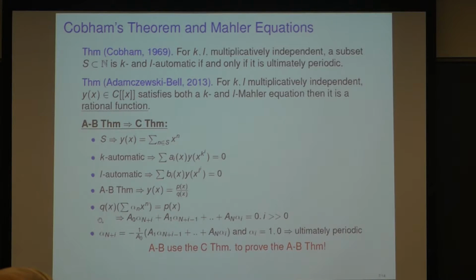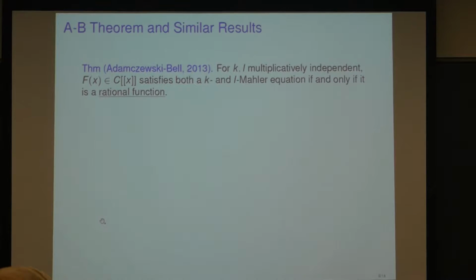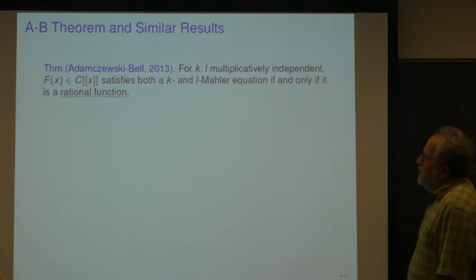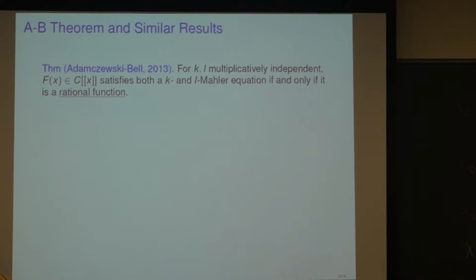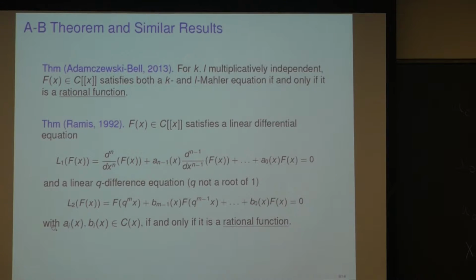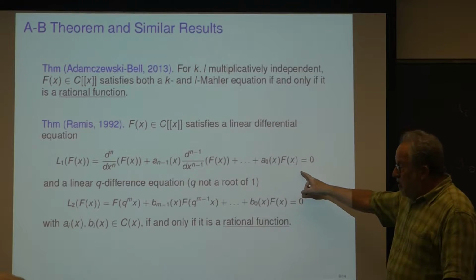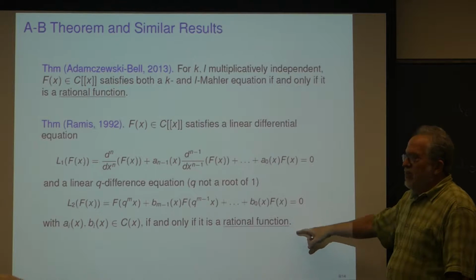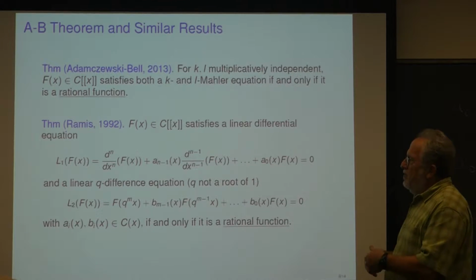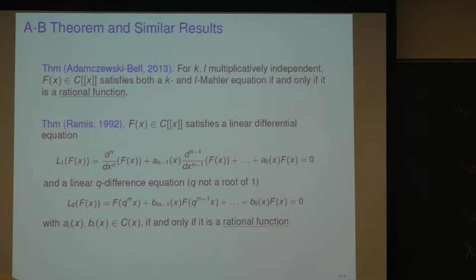So, as it turns out, there are many results that are similar to the Adamczewski-Bell result. I'd like to talk about some of these. This is the Adamczewski-Bell result: you have something that satisfies two different equations, then it's a rational function. A similar result is due to Ramis. You have a power series that satisfies a linear differential equation and a q-difference equation, and it's also rational. So the power series satisfies two different equations, and the conclusion is that the power series represents a rational function.